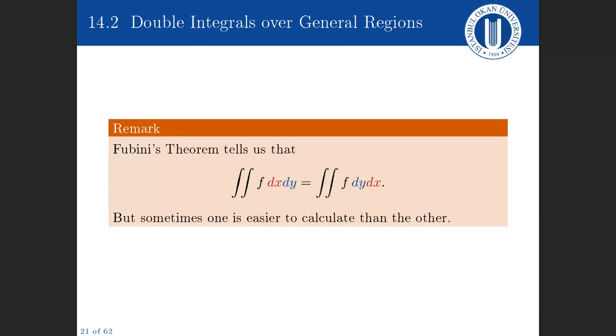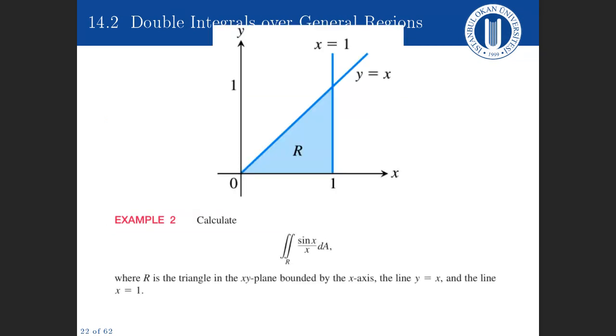Fubini's theorem says that as long as the function is continuous and the boundaries of the region are continuous, then the double integral of f dx dy is the same as the double integral of f dy dx. But sometimes one of these integrals is easier to calculate than the other one. For example, calculate the double integral of sine x over the region R, where region R is the same one we just did. It's the triangle in the xy plane, bounded by the x-axis, y equal to x and x equal to 1.